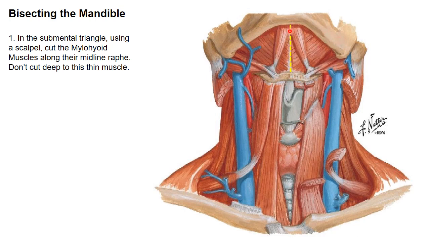Remember, they insert into each other along a midline raphe. Well, basically, we're going to obliterate that raphe and separate the right and left mylohyoid muscles from each other, being careful to avoid the anterior bellies of the digastric muscles. We don't want to ruin those. Okay, so we're going to make this cut right there.